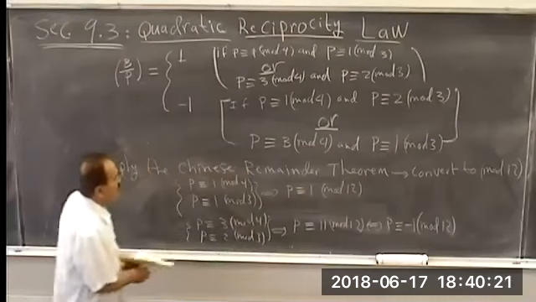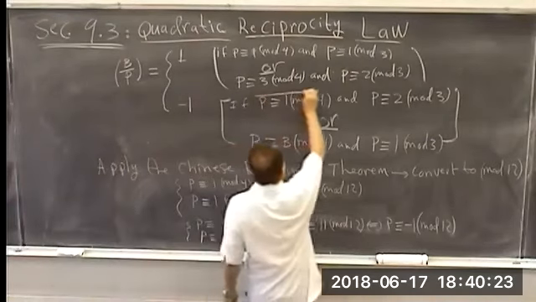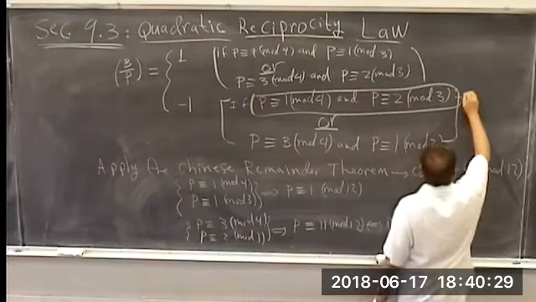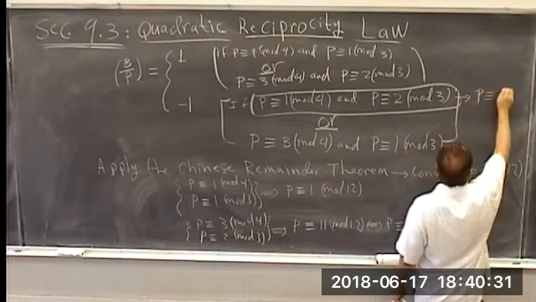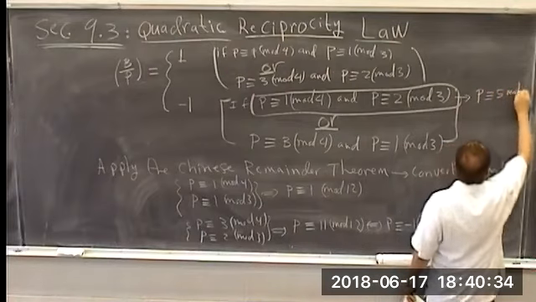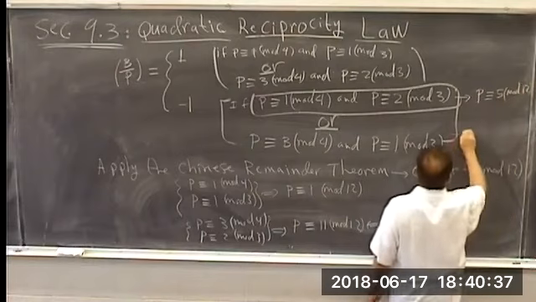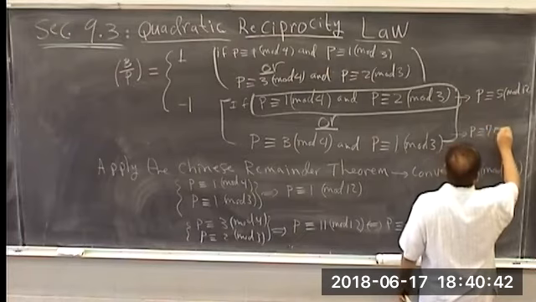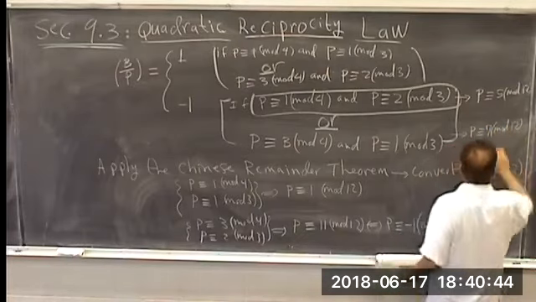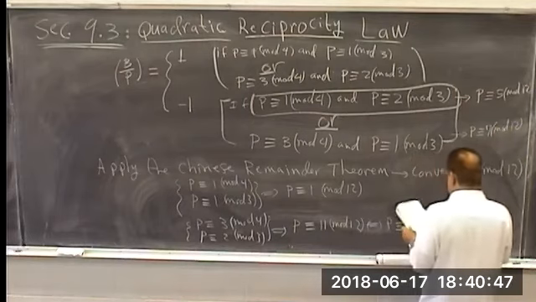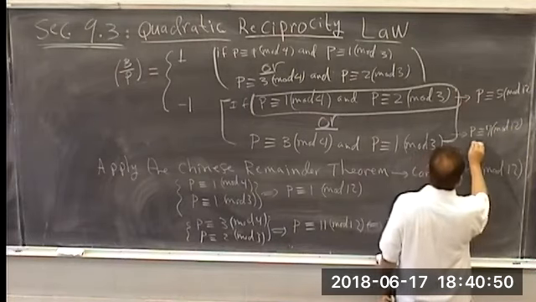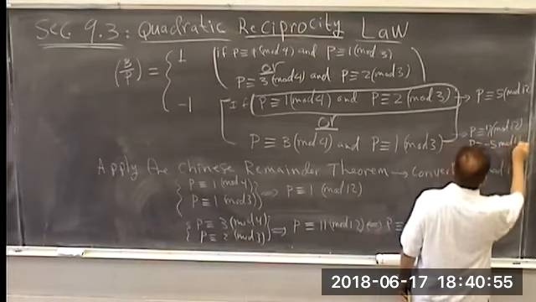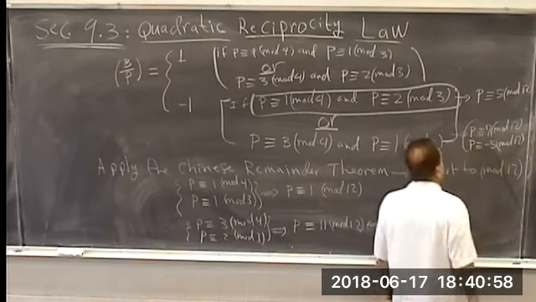Then we do the same thing with the other systems. This one produces, by the Chinese remainder theorem, p congruent to 5 mod 12, and this one gives us p congruent to 7 mod 12, and 7 mod 12 is also congruent to negative 5. So the 7 and negative 5 are the same.